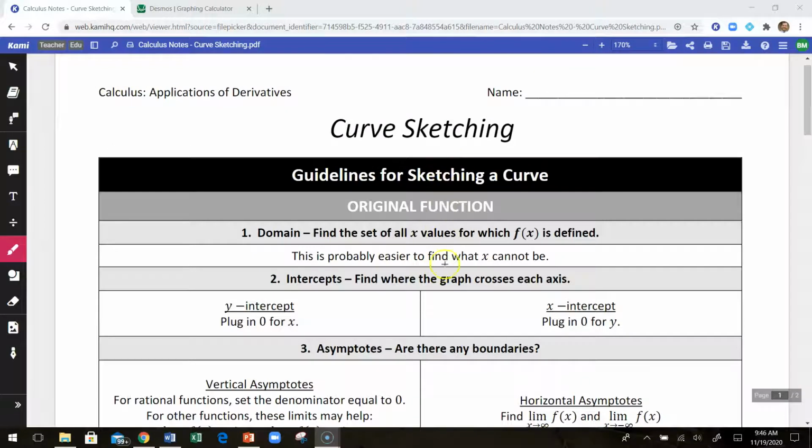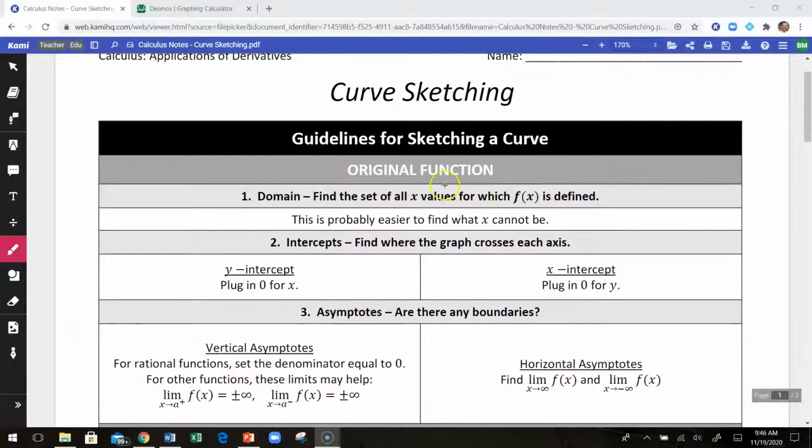So I'm going to go through this first page, just informational guidelines for sketching a curve, and then we'll look at an example. When you are going to sketch a curve, first you're going to look at the original function, and you can find some information about your graph through the original function. One, you can find the domain, especially if it's a polynomial. It's very easy. But remember, the domain is the x values that can be plugged in to the function.